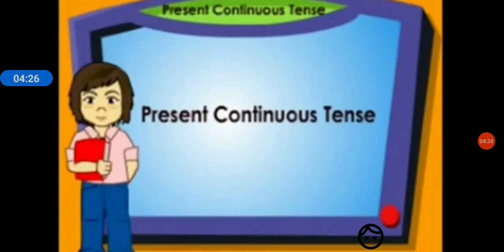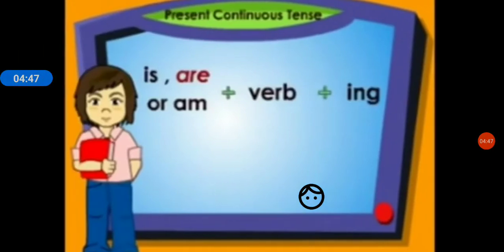I have already told you that there are basically three types of tenses, and those three types are further divided into 12 subtypes. But in 4th class, children, we will do present continuous tense, past continuous tense, and simple future tense. So let us start with present continuous tense. We use is, am, are plus verb's first form plus ing in present continuous tense, children. Subject plus is, am, are plus verb's first form plus ing.